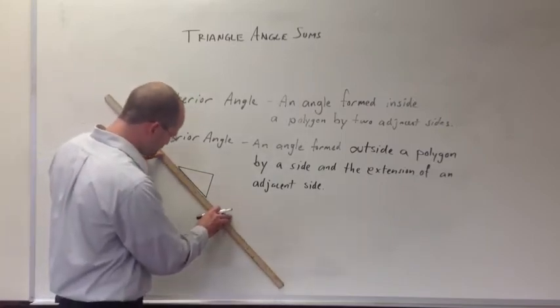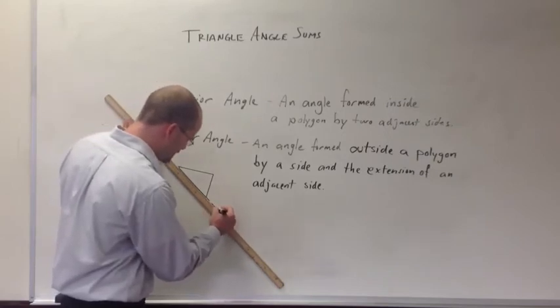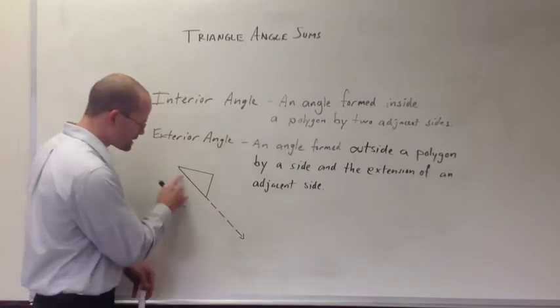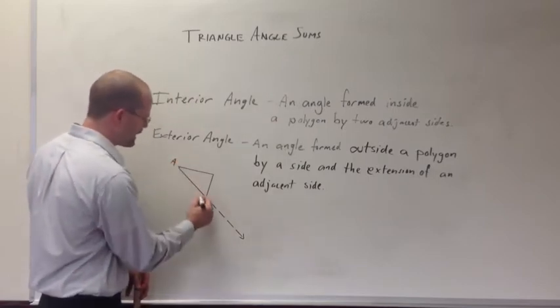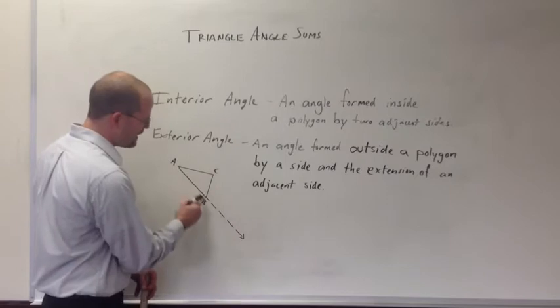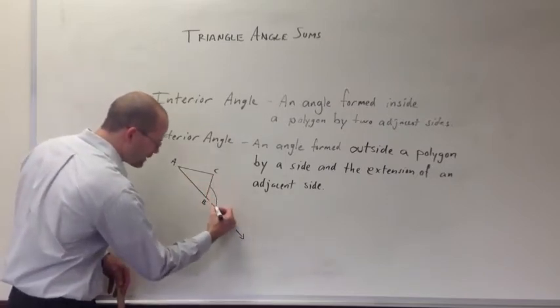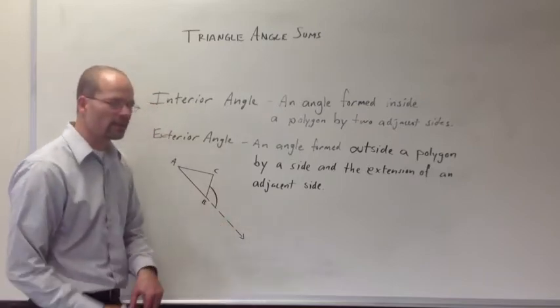In order to find the exterior angles, we need to extend one of the sides. So for instance, suppose we extend this side. We'll call that side AB. We extend side AB, and here's one exterior angle right here. That's an exterior angle. Okay?